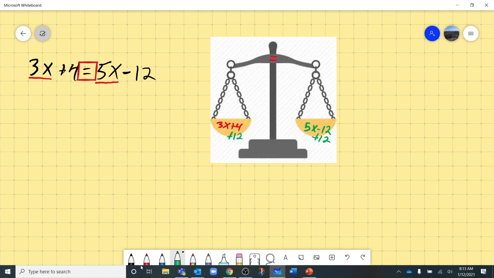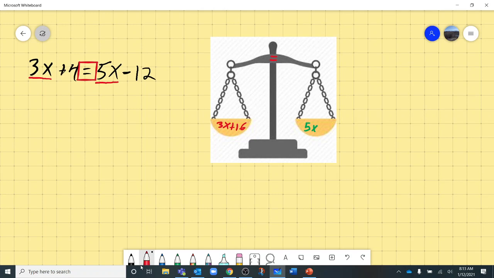Now I have kind of a new equation. The negative 12 and the positive 12 on this side cancel each other out. I'm going to see if it'll let me erase that. It does. Okay, so it goes away. And then on this side, I have 3x plus 4 plus 12. That 4 and that 12 are going to add together, and now I'm going to have a 16. So I'm going to get rid of the 4 and the 12, and I'm just going to write that as a plus 16.